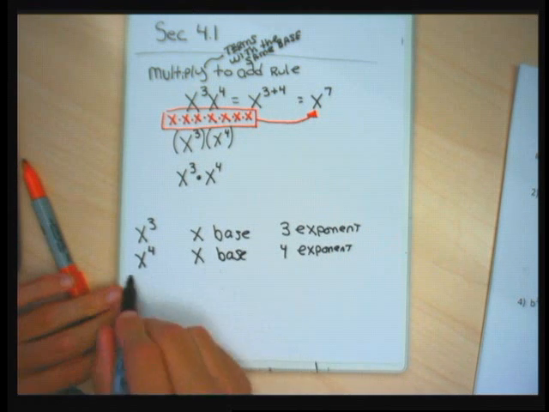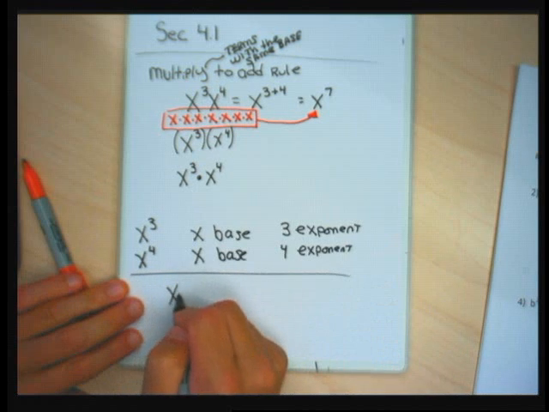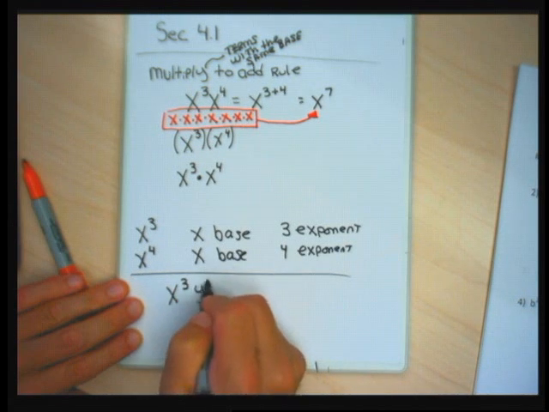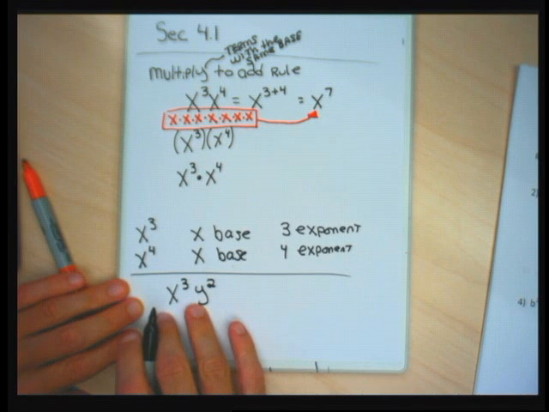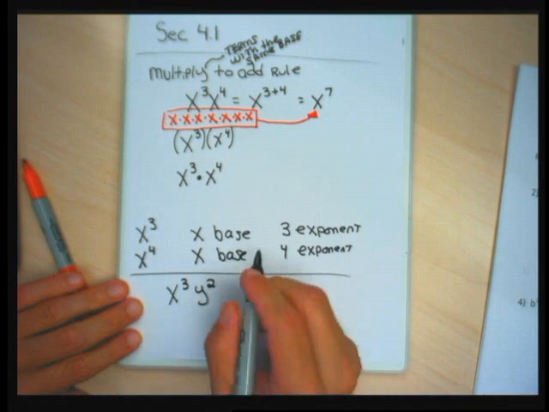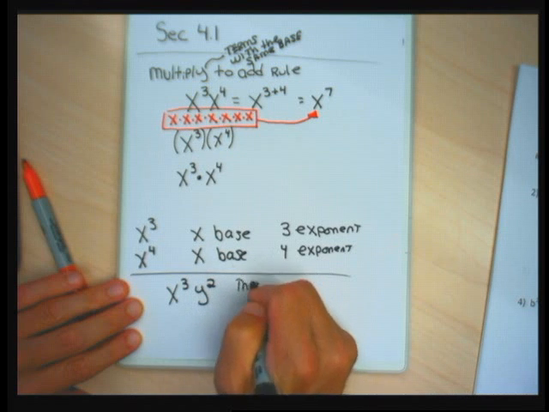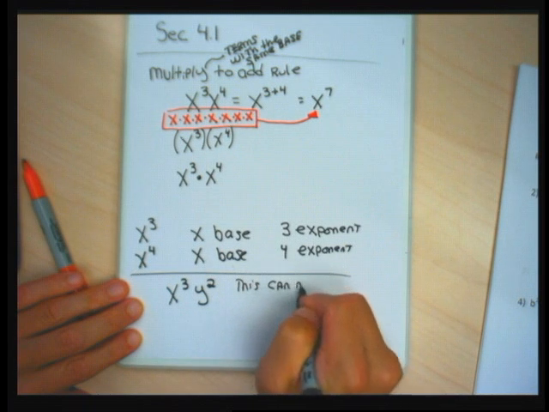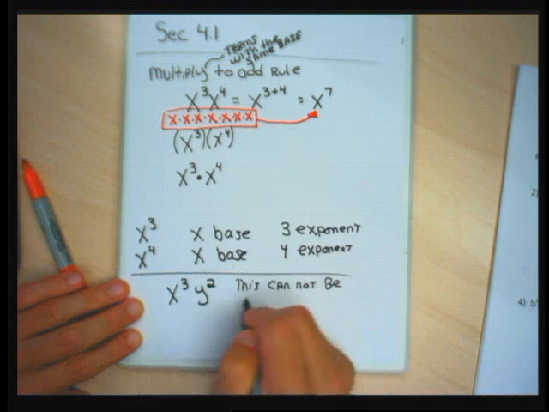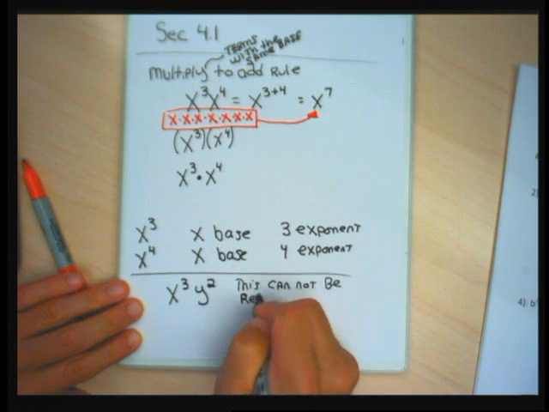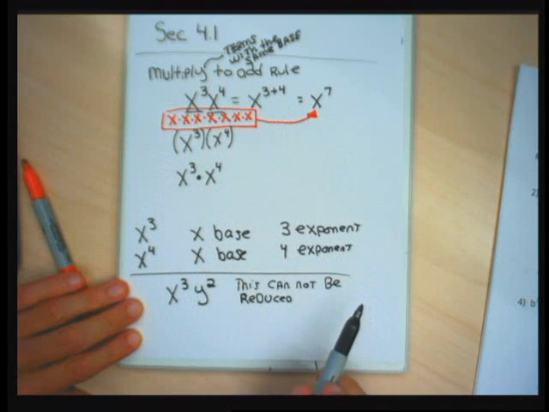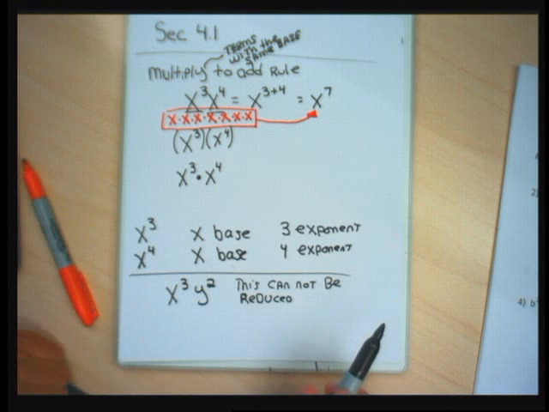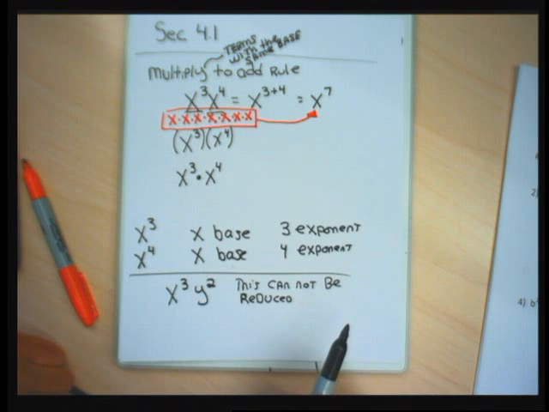That wouldn't work if I gave you this problem. If I asked you to multiply x cubed times y squared, this can't be simplified because the bases aren't the same. You can't add the exponents and get something to the 5th. So this cannot be reduced. In order to make two terms into one term, when you're multiplying using the multiply to add rule for exponents, the bases have to be the same.